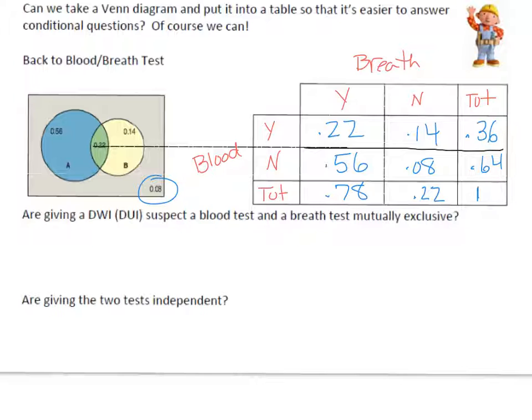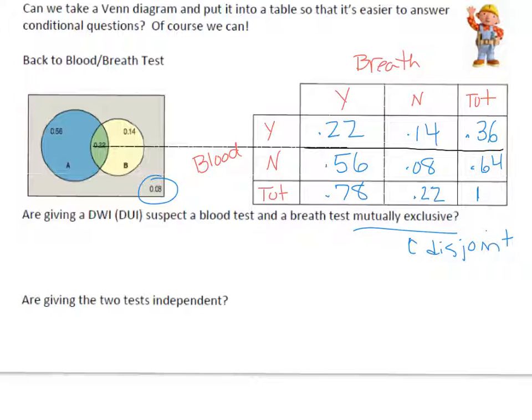The question that we're trying to answer here is the first one: are giving a suspect a blood test and a breath test mutually exclusive? So we keep coming back to this question. And again, mutually exclusive, meaning are they disjoint? And from the Venn diagram, it's fairly obvious. But from the table, if we were only looking at the table, would we be able to determine whether or not these two events, blood test and breath test, are disjoint?